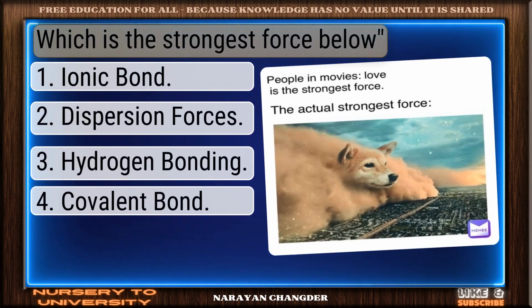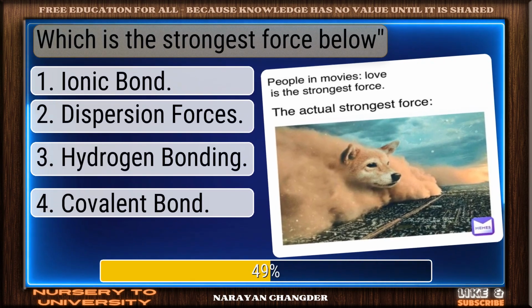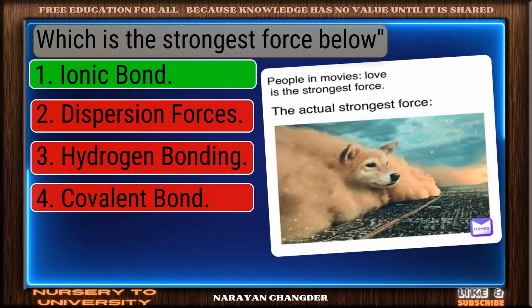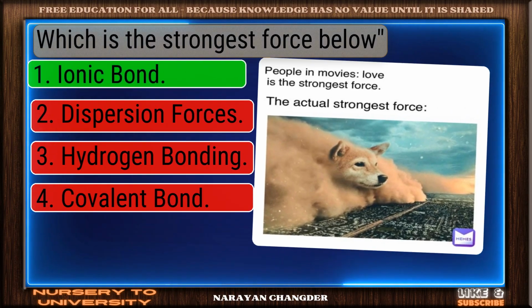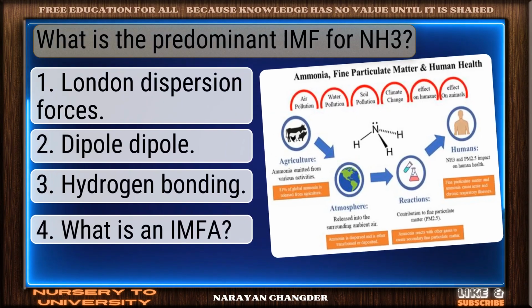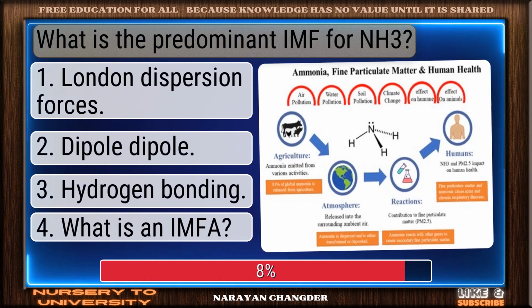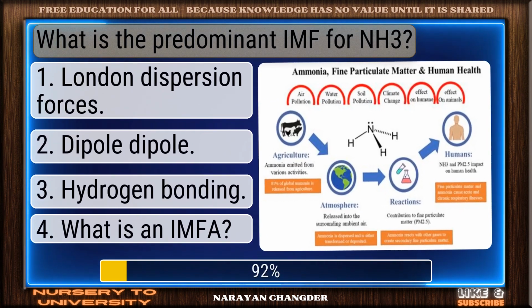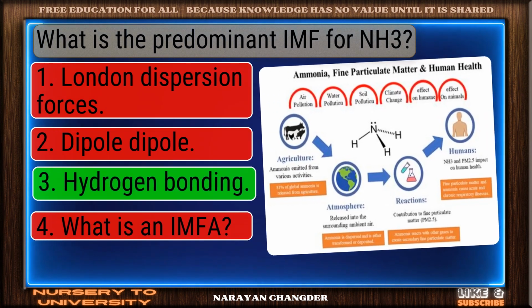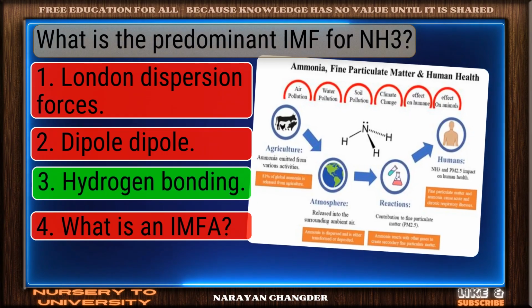Which is the strongest force below? Correct. Ionic bond is the right answer. What is the predominant IMF for NH3? Sharp thinking. Hydrogen bonding is the right choice.